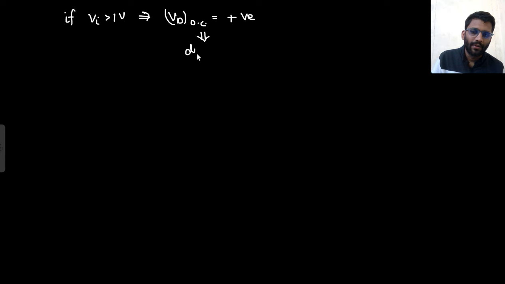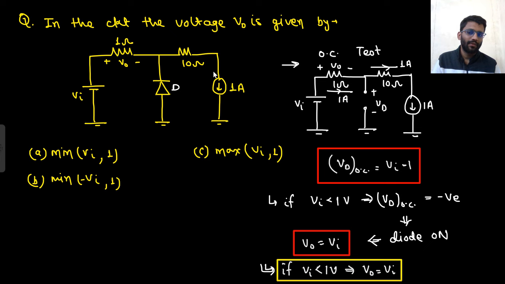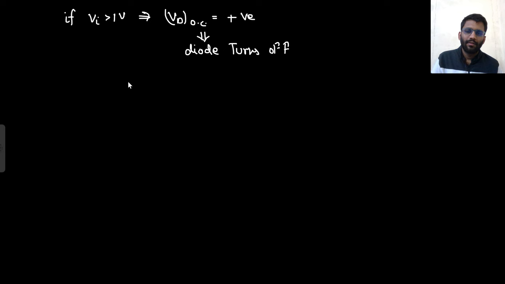The diode turns off. And if the diode turns off, what will happen? V naught will be 1 volt only, because this 1 ampere will be flowing here. If this is off, that means this 1 ampere will be flowing here. So V naught will be 1 ohm into 1 ampere, that will be 1 volt, right?